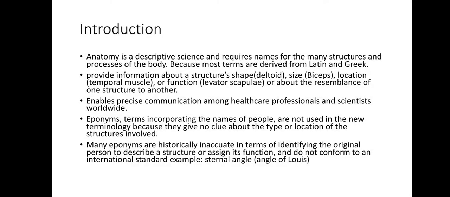Now, in these terminologies, we have some names which are known as eponyms. These names are given by the scientist or the original person who describes the structure or assigns its function, such as the sternal angle, which is also known as the angle of Louis. It was named after a person named Louis. Now, these terminologies give no clue about the type or location of the muscle or structure, neither do they give any information about the function. They just give an idea that it was named after the person who described it.